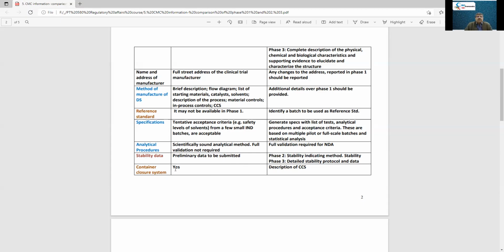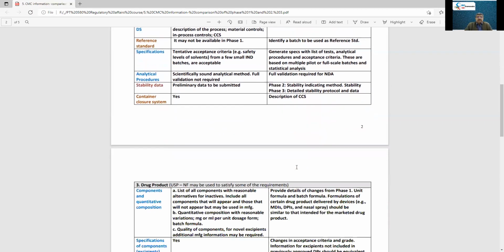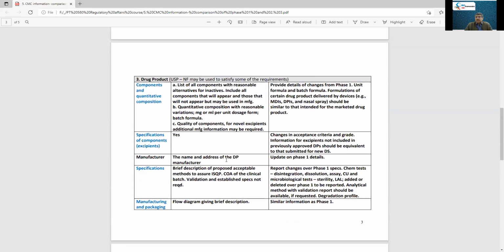For container closure system, we require the information to be given in phase 1 IND as well as in the phase 2 and 3 INDs. Then we move over to the information related to the drug product, which is the formulation. First part is the components and quantitative composition. So list of all components with reasonable alternatives for inactives can be included. So the interesting part here is that there are reasonable alternatives which are allowed for the excipients or the inactives.